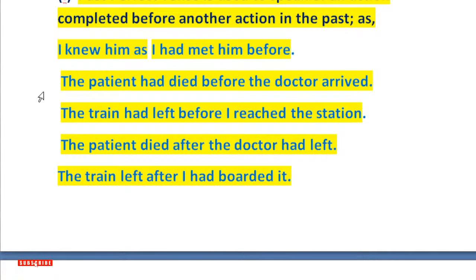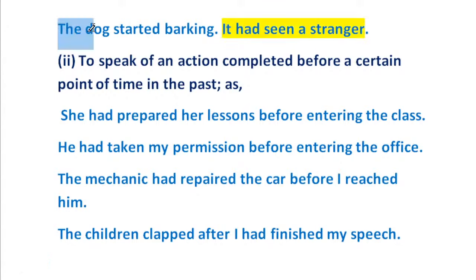Now, the dog started barking. It had seen a stranger. So the dog had already seen a stranger and then it started barking. So the other sentence is in past perfect tense. This action happens before this action. First, the dog saw a stranger and then it started barking. So the dog started barking because it had seen a stranger.